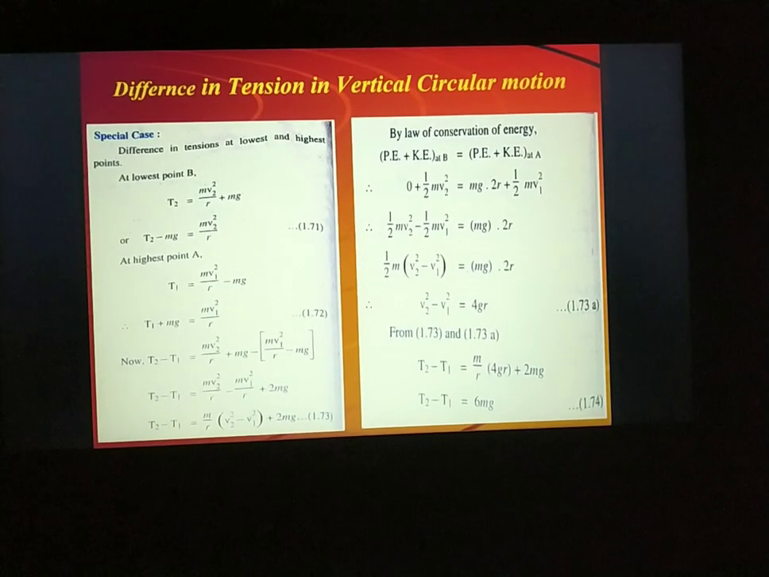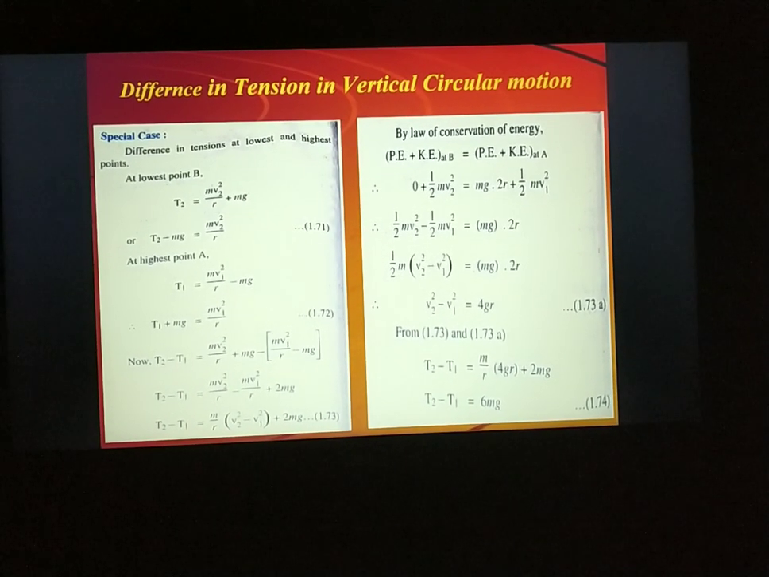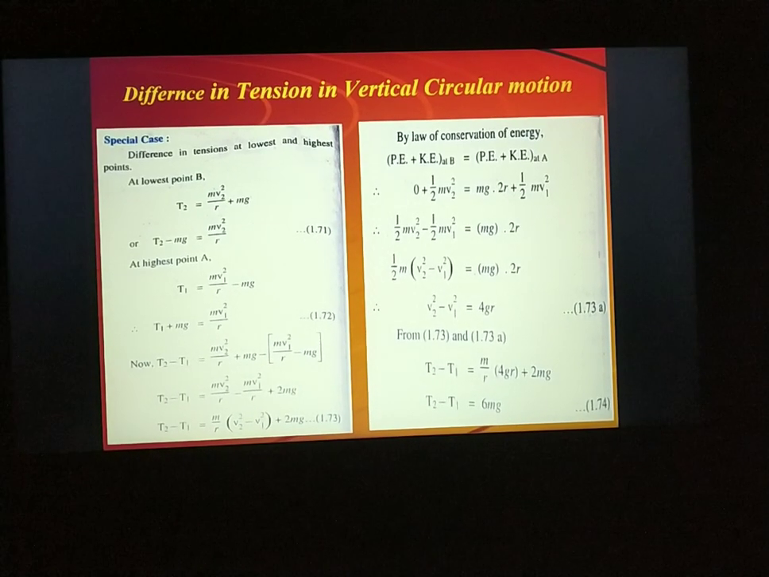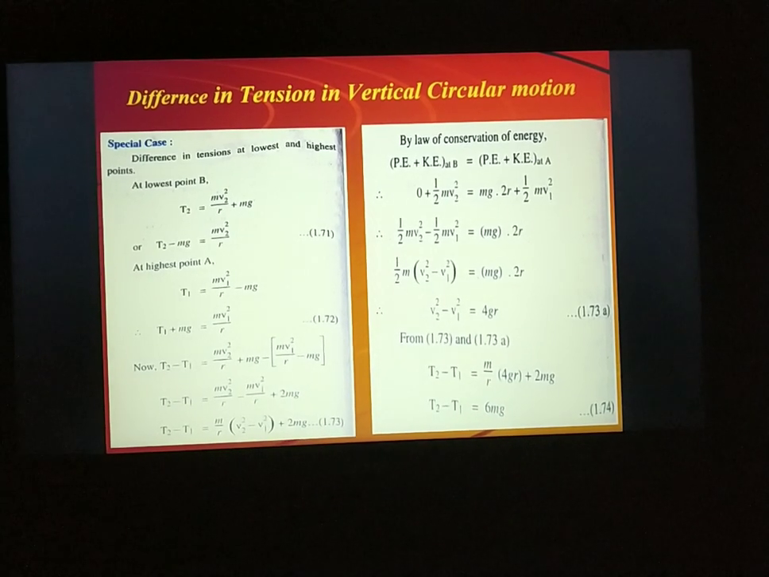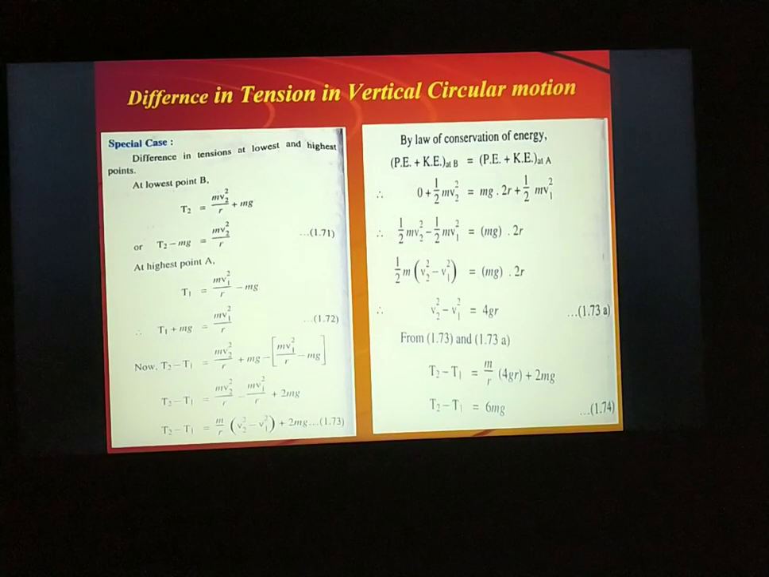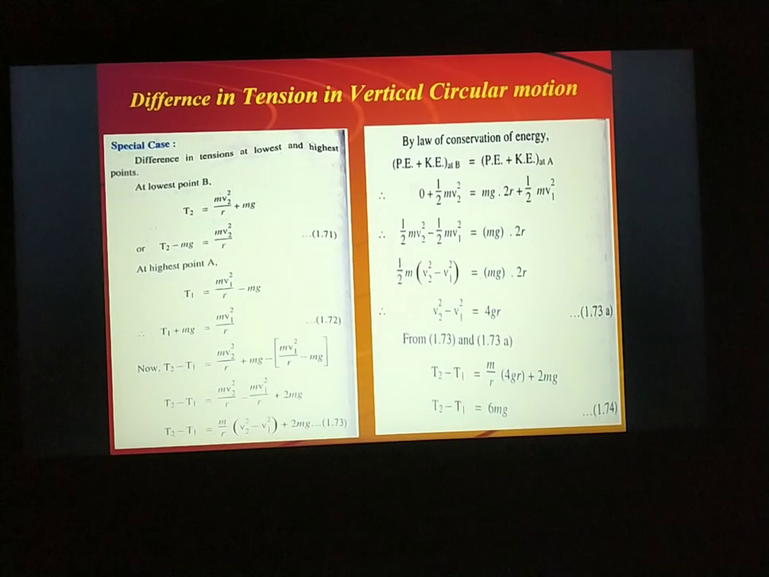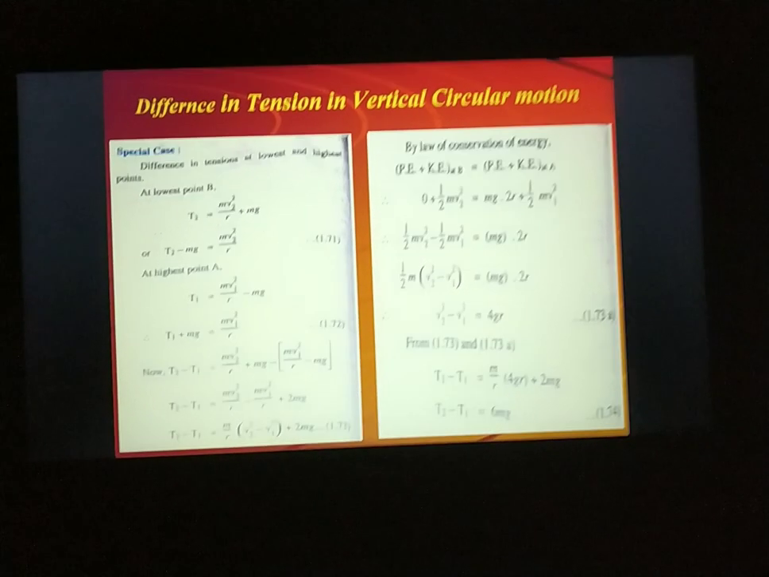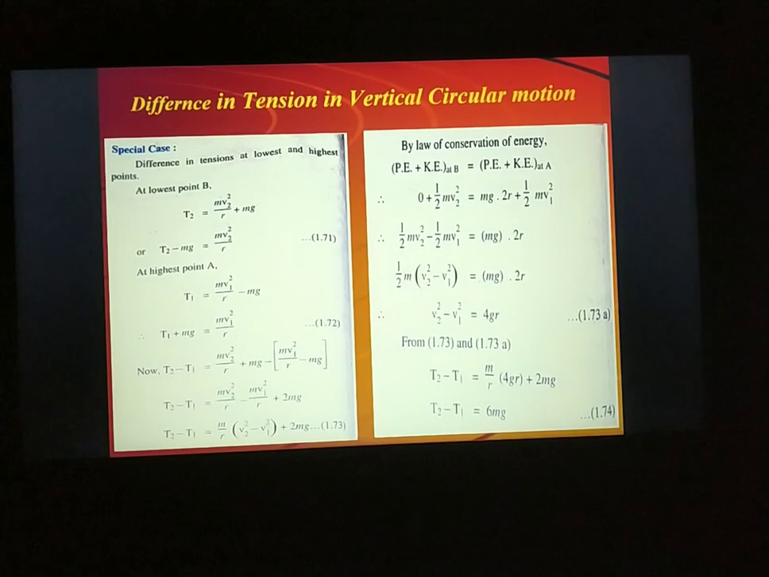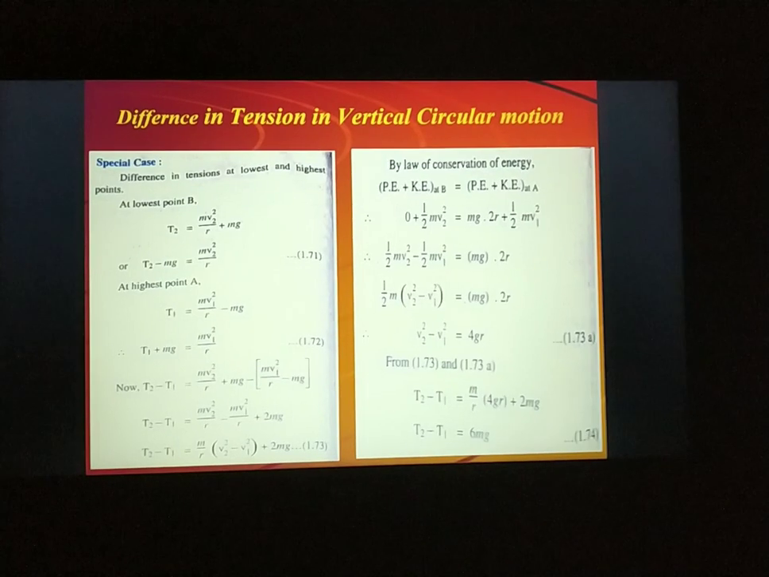Now we already wrote T2 minus T1 in equation number 1.73. Putting in the bracket term, T2 minus T1 equals m upon r times 4gr, plus 2mg. Solving, r and r get cancelled, so 4mg plus 2mg will be 6mg. So the difference in tension in vertical circular motion from top to bottom will be 6mg.